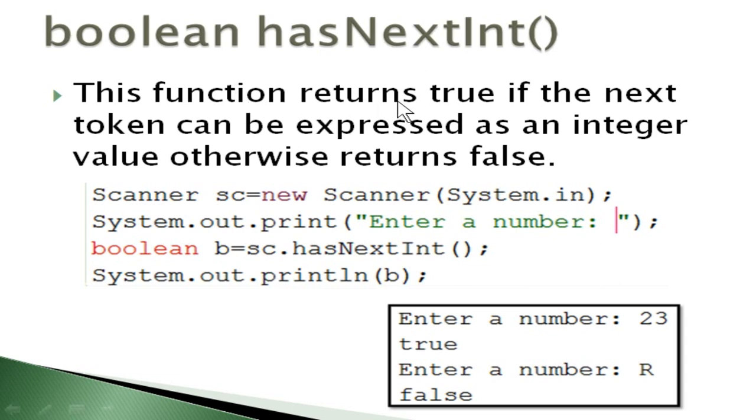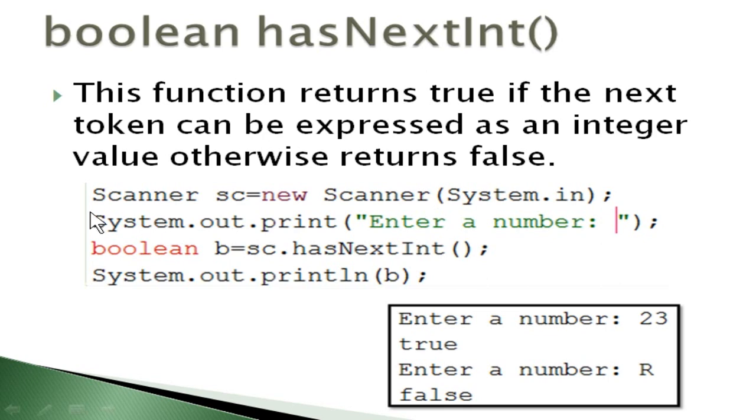So this function returns true if the next token can be expressed as an integer value, otherwise it returns false. That means it will only check, it won't input any value. It will take the token and check whether it is an integer. If it is an integer, return true. If it is not an integer, return false.